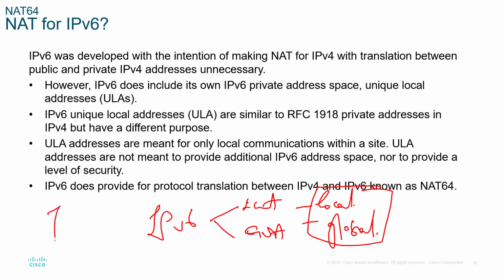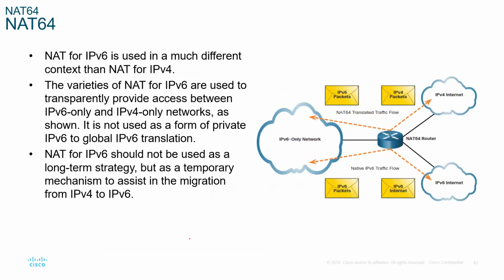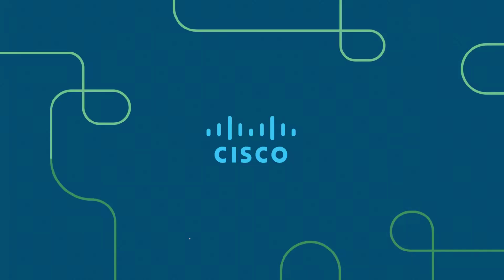If you're communicating between two protocols, IPv4 and IPv6, NAT64 will be used to translate IPv4 traffic to IPv6. Very useful in tunneling, by the way. I think basically that is what NAT64 is, nothing much here. With that, we conclude our session.